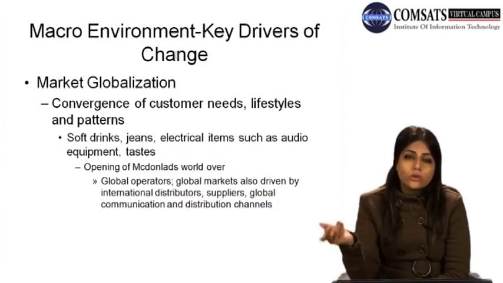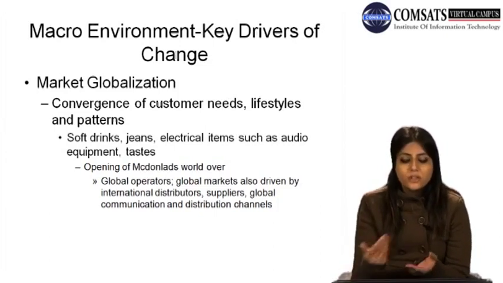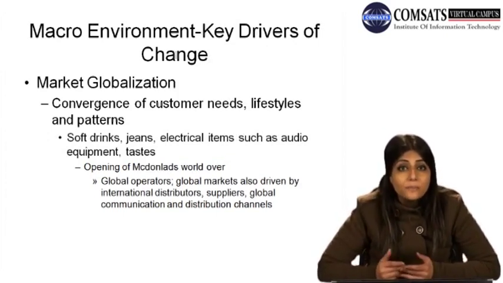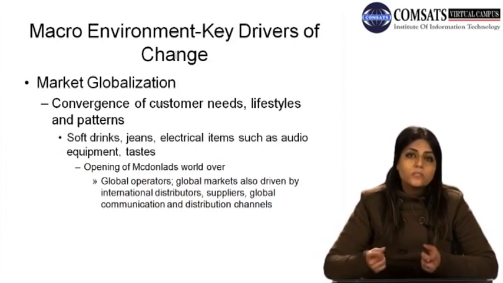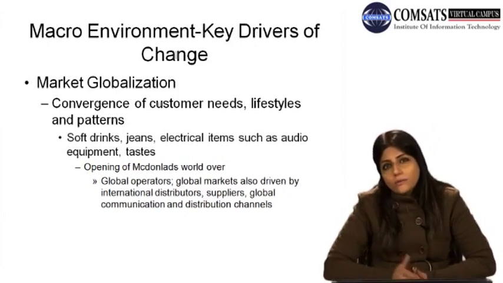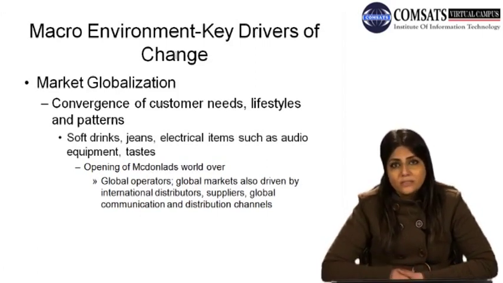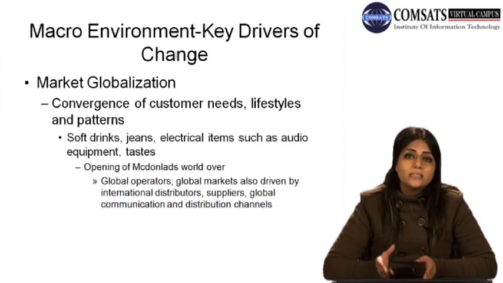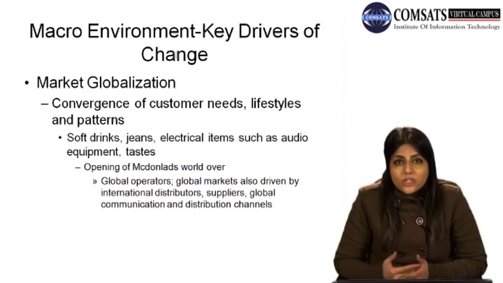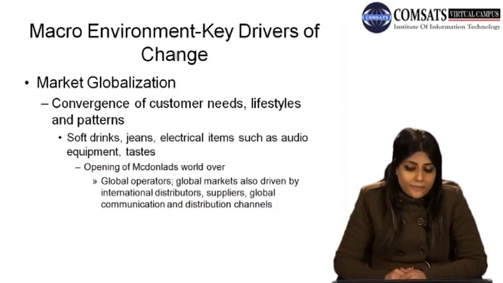So the demand is increasing for it all over, which shows that there is convergence of the tastes and lifestyles of the customers, right? And then we have electrical items such as audio equipment, which are increasingly being utilized all over the globe. Customers' demands and needs are converging, right? We can see McDonald's as an example of the convergence of tastes of customers, how it has its existence worldwide. We were discussing lifestyles and jeans. We can also see how Marks and Spencer exists worldwide, right?